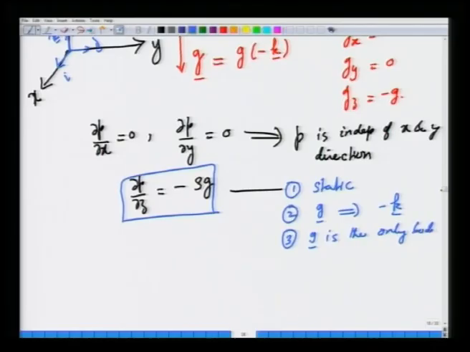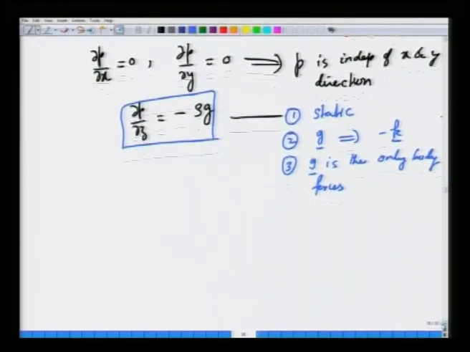There can be other body forces in general, but just in this introductory discussion we keep things simple. So, we take gravity to be the only body force. Okay. Now, can we solve this, or can we simplify this further? So, you have minus partial p partial z is rho g.